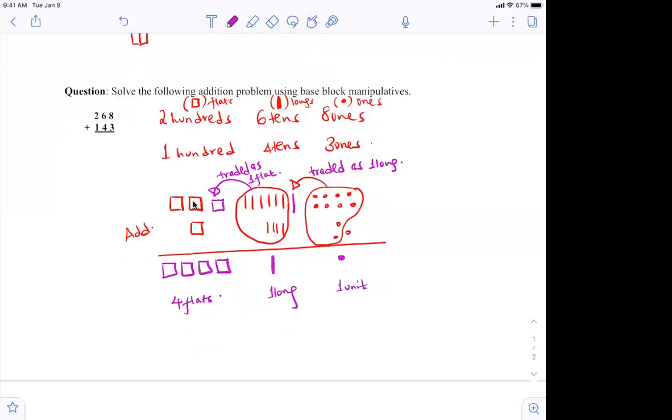268 plus 143 is simply 4 hundreds, 1 ten, and 1 unit. So 411, that is our final answer.